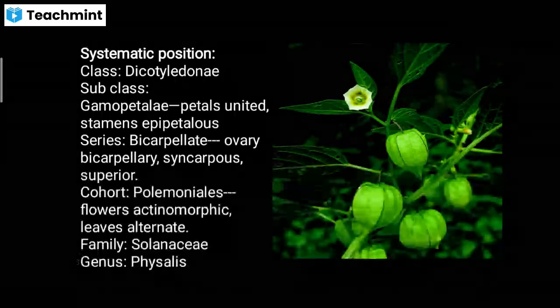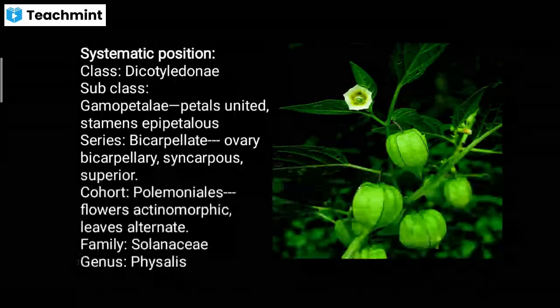The petals are pale yellow or white in color. You can see this in the picture. Then its series is Bicarpellatae. Bicarpellate, bi means two, so here two carpels are there. They are in a syncarpous condition and the ovary is superior.